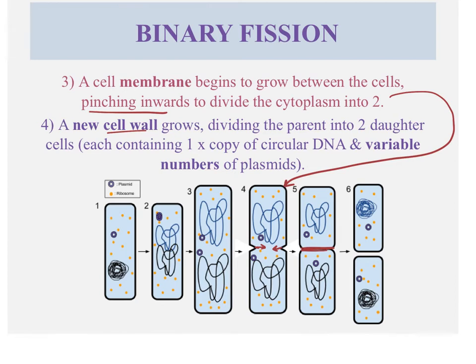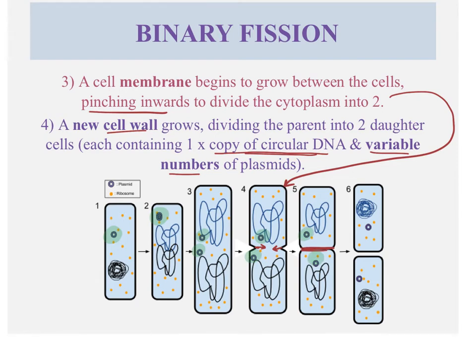Now each one of those daughter cells is going to have one copy of the circular DNA, that nucleoid or the chromosome, but the key thing here is that they can have a variable number of plasmids, and this entirely depends on where the plasmids are in the cell at the time of cell division. So if we follow the plasmids, I'm going to highlight them from picture 1 through to 5, these plasmids are free to move throughout the cell.